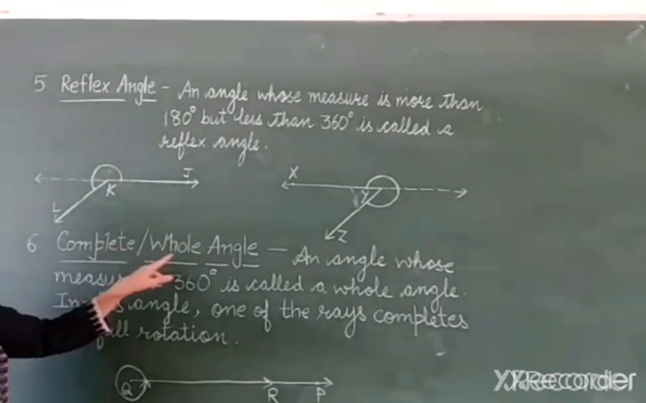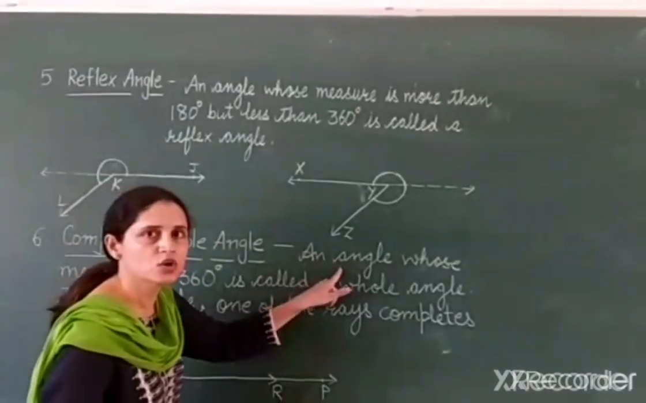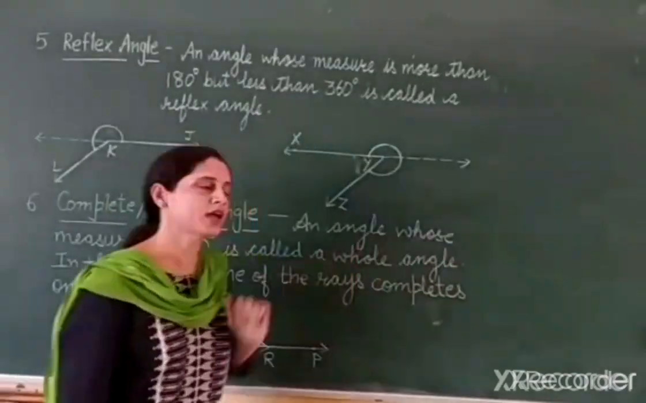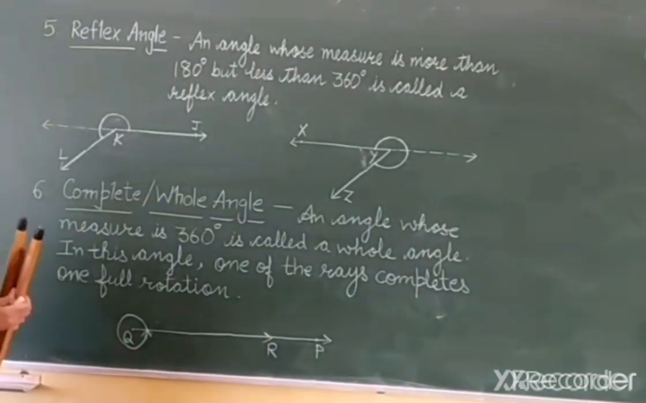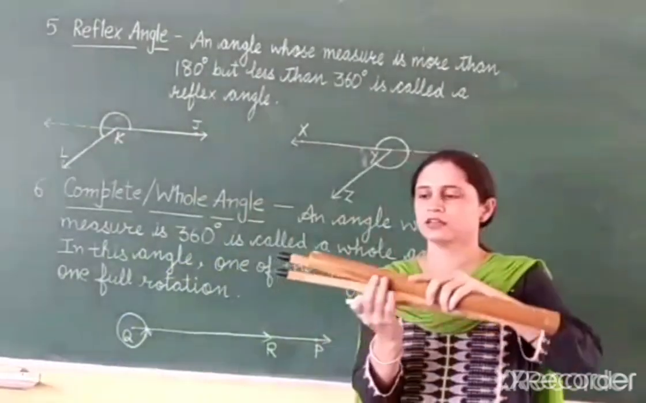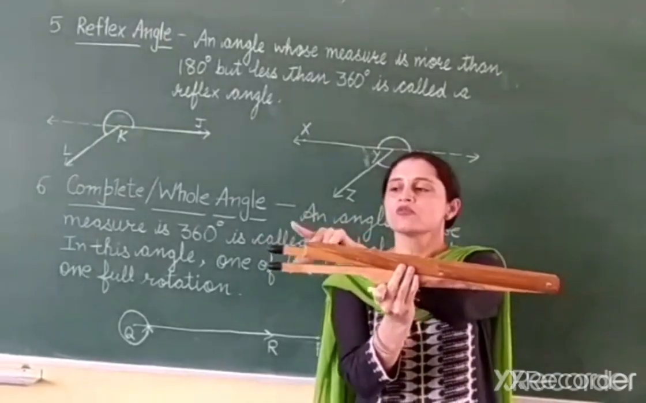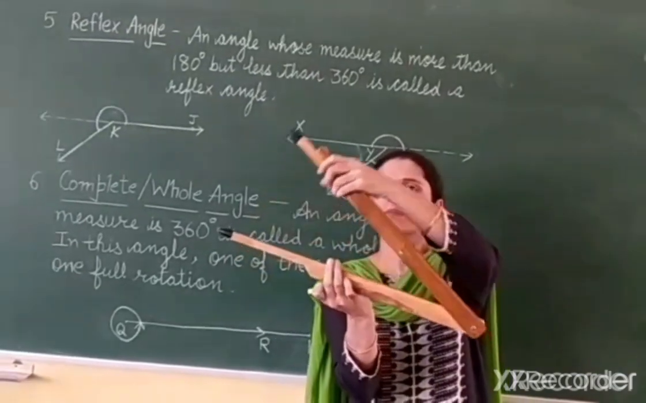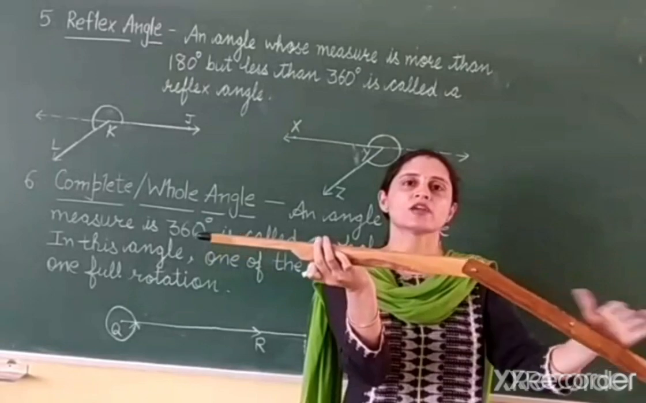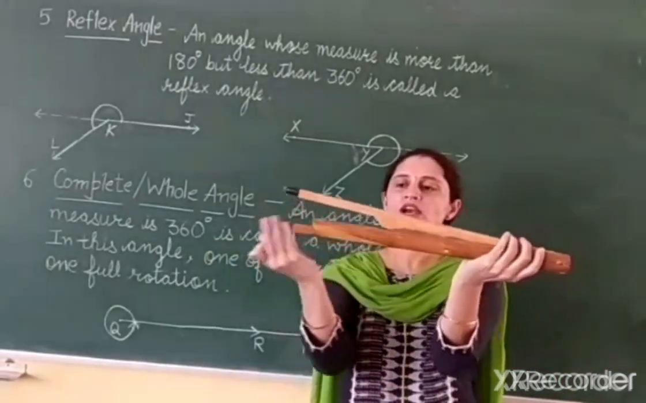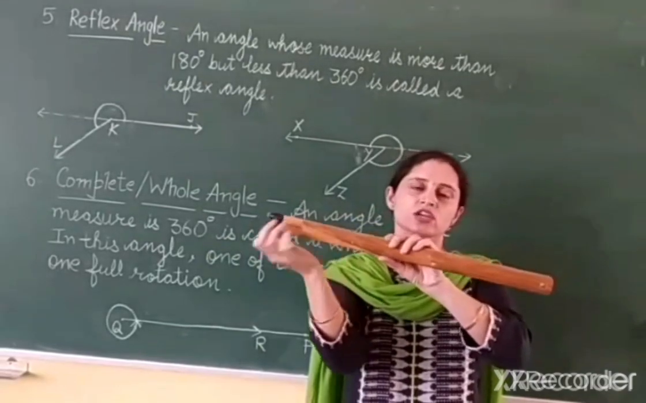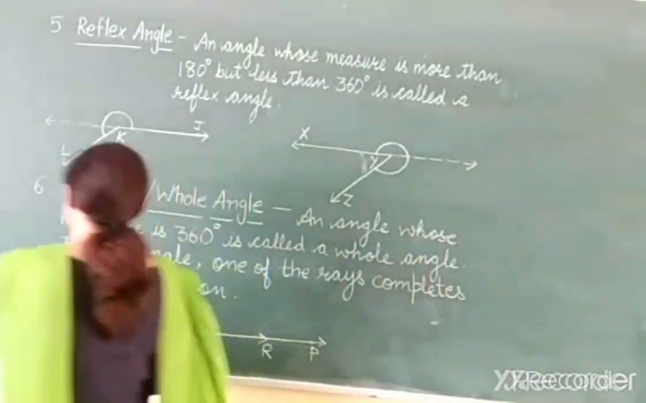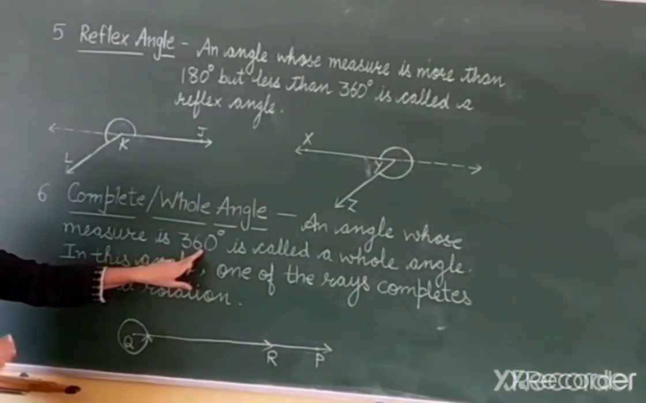Next is complete and whole angle. An angle whose measure is 360 degree is known as a complete angle or a whole angle. You can see that there are two rays. When one ray starts from the original position and after completing one full rotation and one full turn, it overlaps with the first ray. So this is known as a complete angle or a whole angle. And the measurement of complete angle is 360 degree.